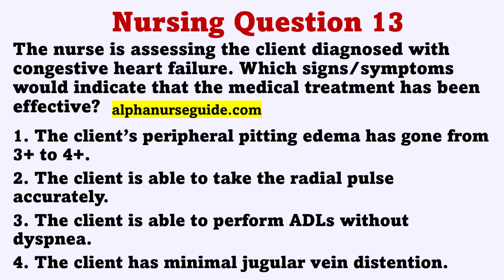The client's ability to take the radial pulse would evaluate teaching, not medical treatment. Any jugular vein distension indicates that the right side of the heart is failing, which would not indicate effective medical treatment. When asked to determine whether treatment is effective, the test taker must know the signs and symptoms of the disease being treated. An improvement in the signs and symptoms indicates effective treatment.